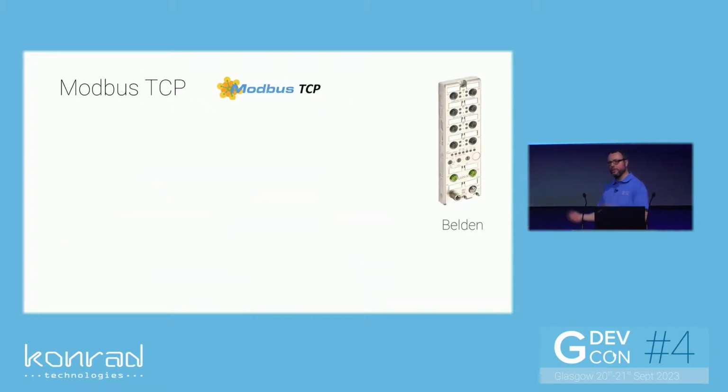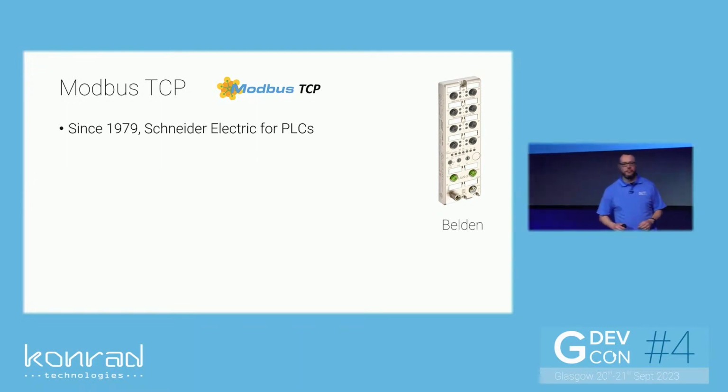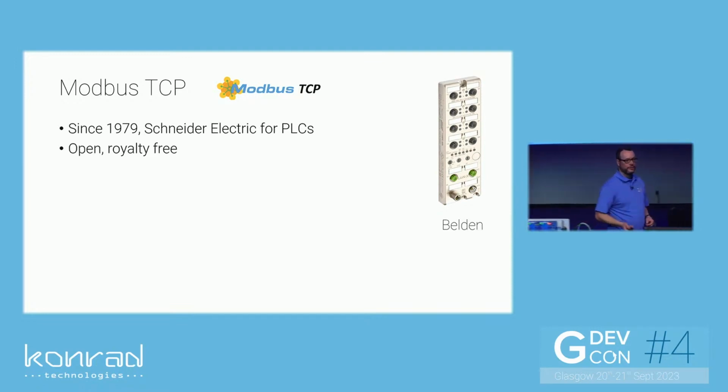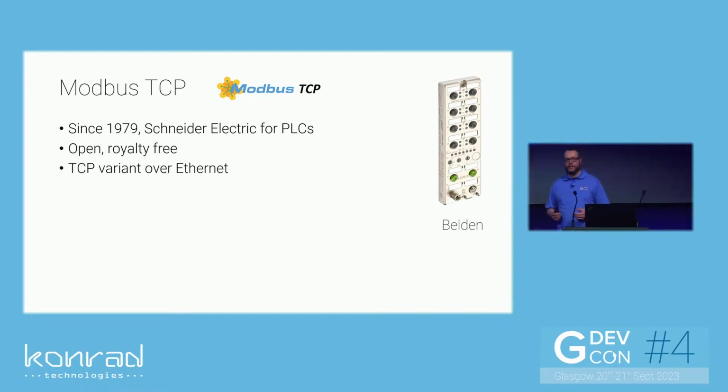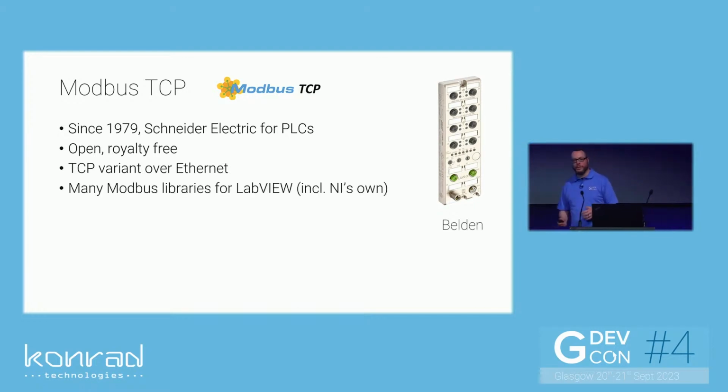Right, moving on, what else have we got? I'd like to cover as many of them as possible, but I appreciate I'm limited on time, so I might skip through some of these. Originally on that Belden device, we've got Modbus TCP. Again, this is dated. It was invented by Schneider Electric for PLCs. It goes back to '79. It works on the idea of coils and registers, and you can read and write these.